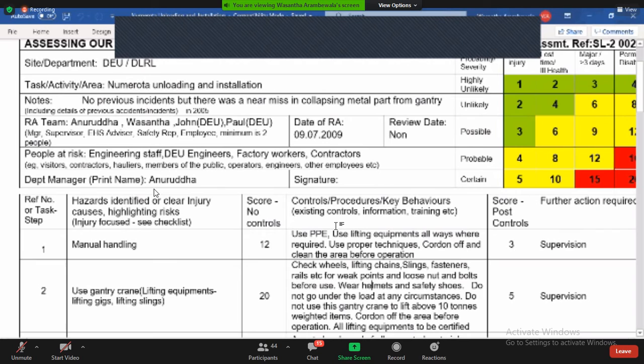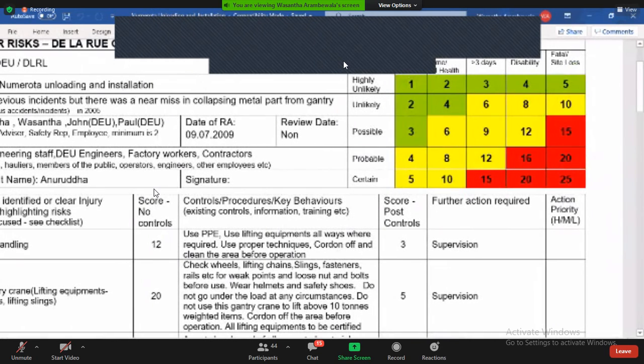PPE, and lifting equipment is always required. Use proper techniques, cordon off the area, clean before operation. Then if you adopt those controls, what would be the risk level? For example, here it was 12. This is very important, right?